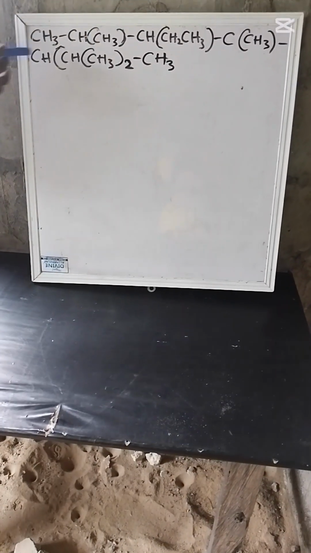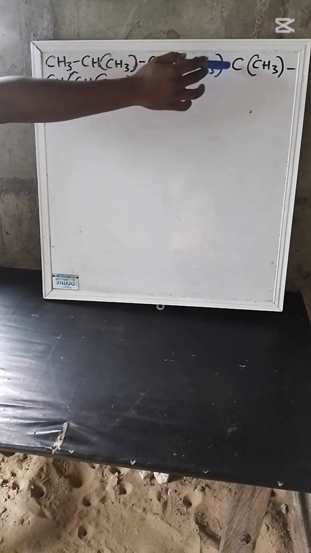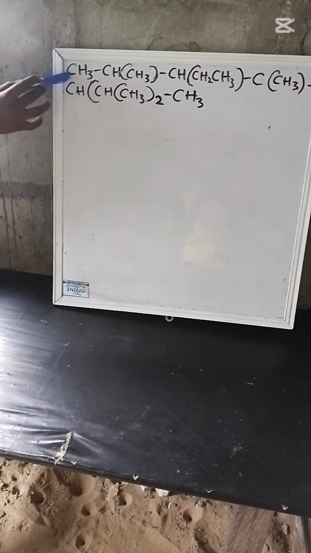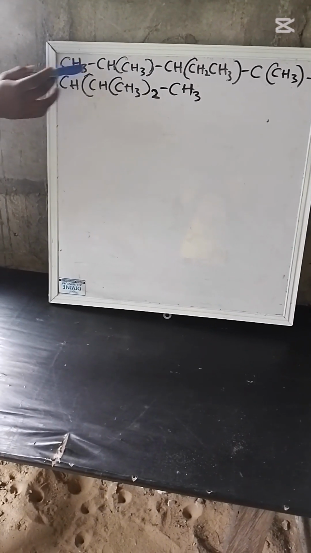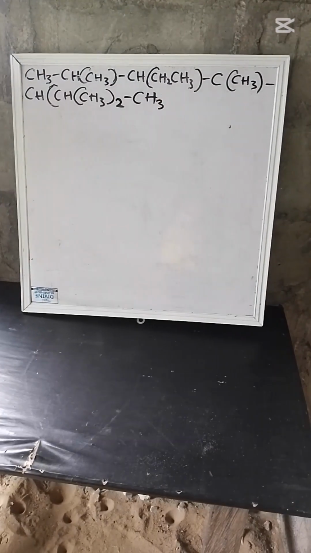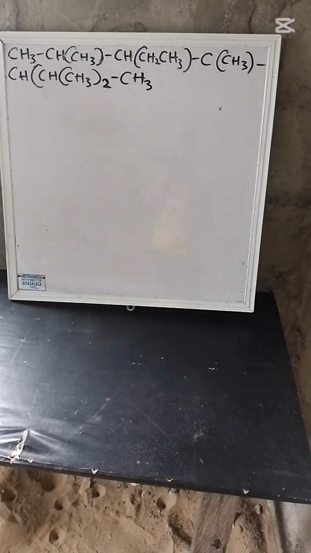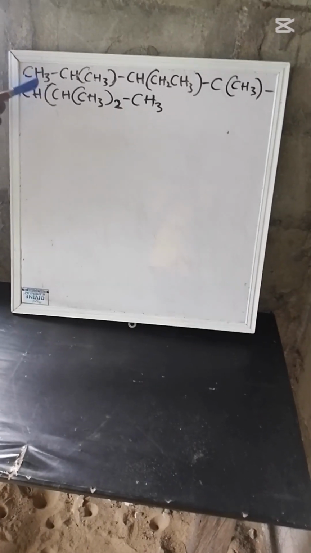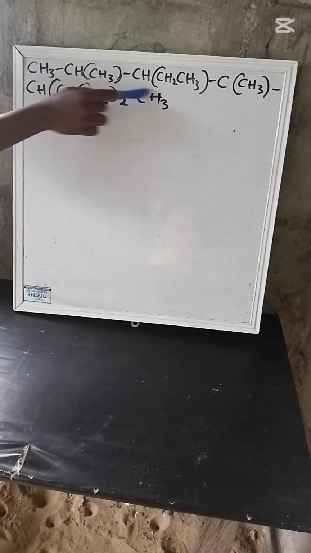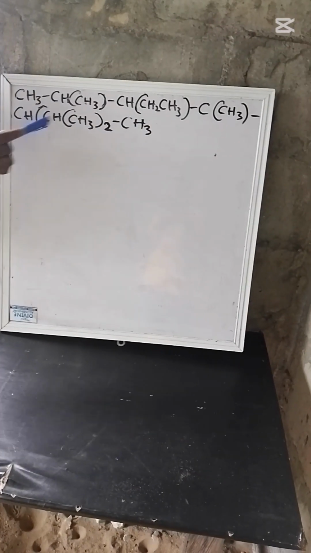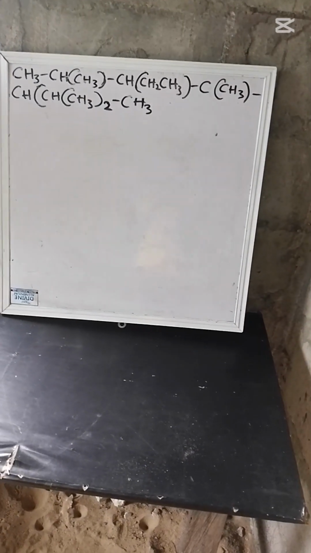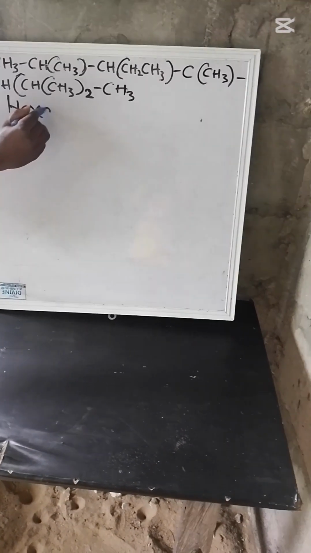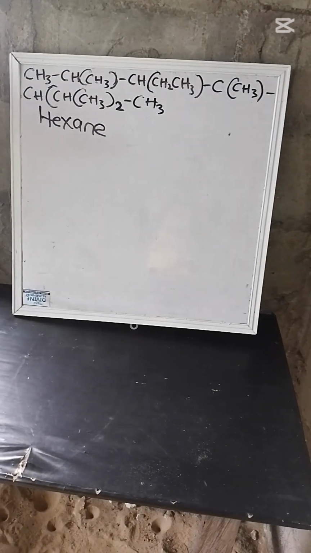Now you can see that these bonds here, these single bonds, these chains, we call the chains. It shows that this is a carbon chain, this is a carbon chain, this is a carbon chain. So in identifying the longest continuous carbon chain, we are going to count the total number of carbon chains in this compound. So we have 1 carbon chain, 2, 3, 4, 5, and 6 carbon chain. And in the alkane family, 6 carbon chain is what? Hexane. 6 carbon chain is hexane.